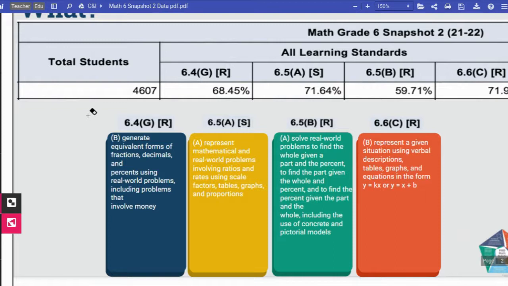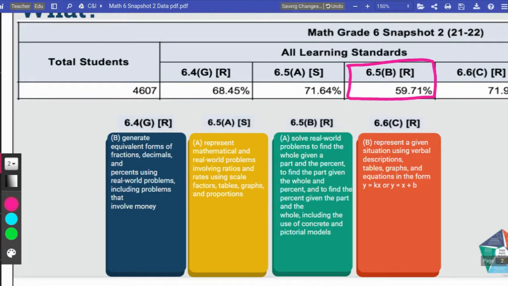Out of the 4 standards, one standard stood out the most to us, and that will be 6.5b. With 6.5b, only 59, or rounded up, 60% of our students got it right. And this is from a district perspective, so we're looking at 4,607 students. All right, with that said, let's talk about what 6.5b stands for.